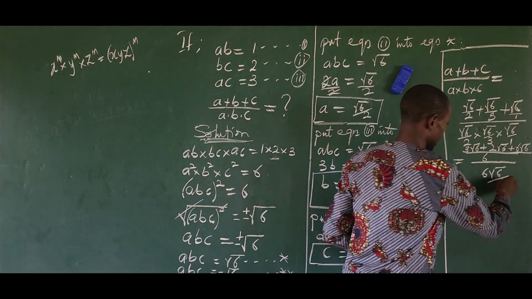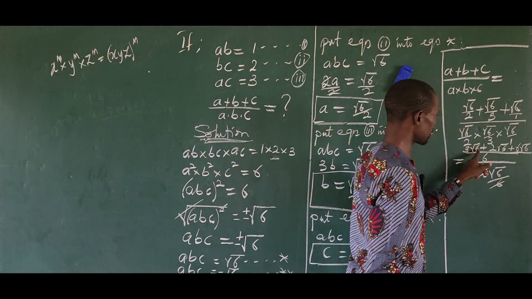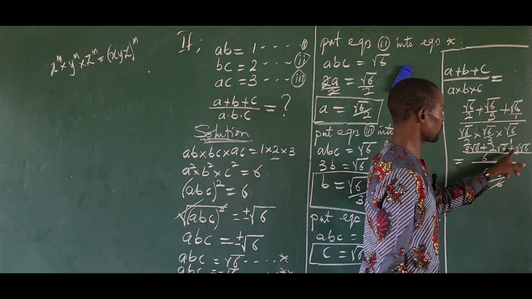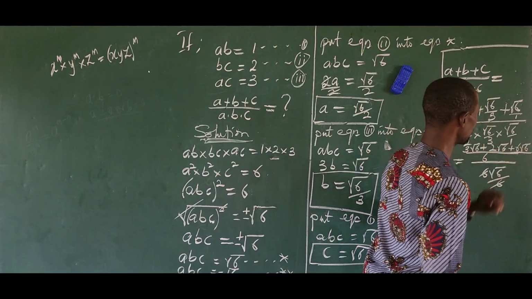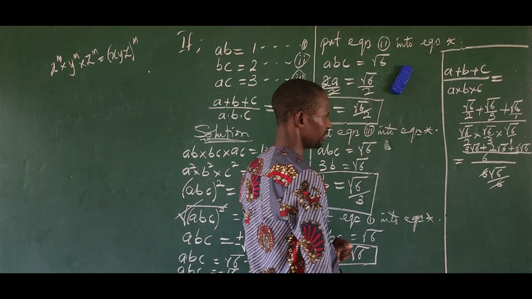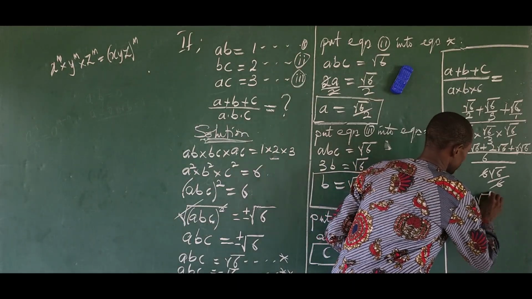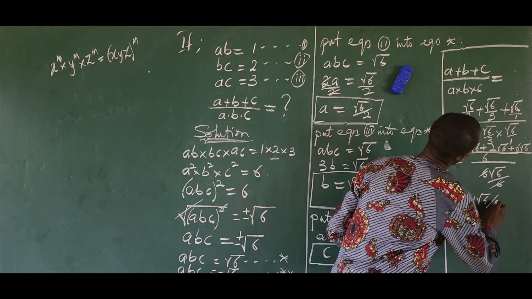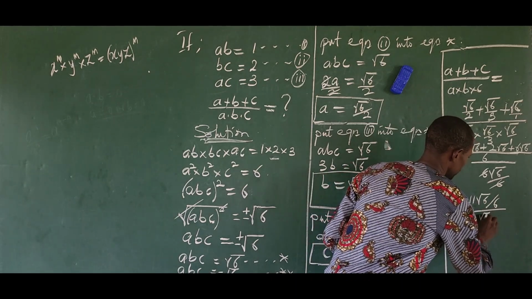So at the bottom, this and this will leave. So we can add 3 root 6 to 2 root 6 to 6 root 6. If we add up, this will give us 5, and this will give us 11. So we're going to have this be 11 root 6 all over 6, everything all over root 6.